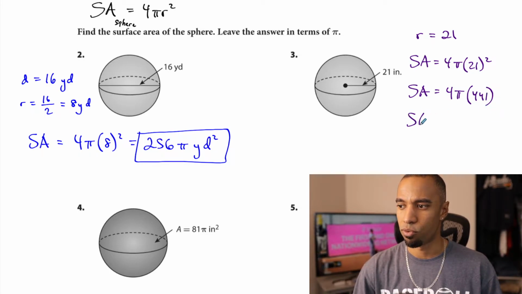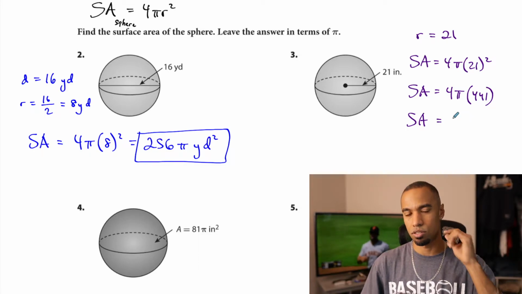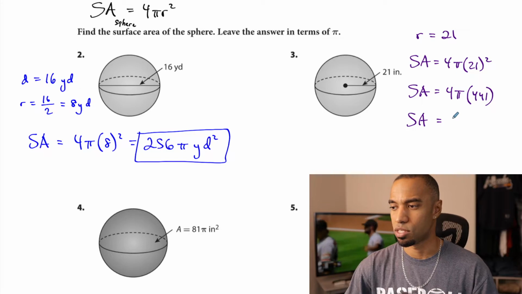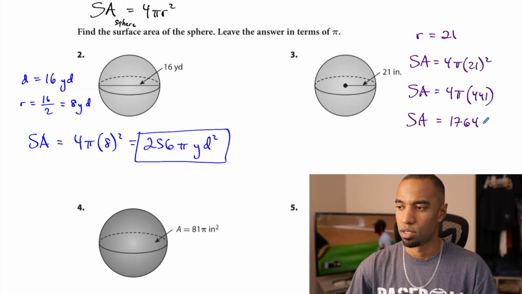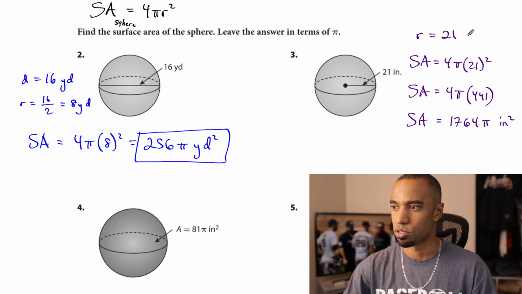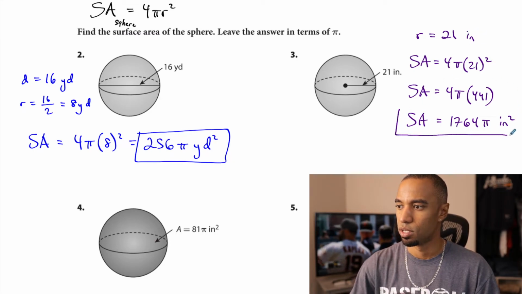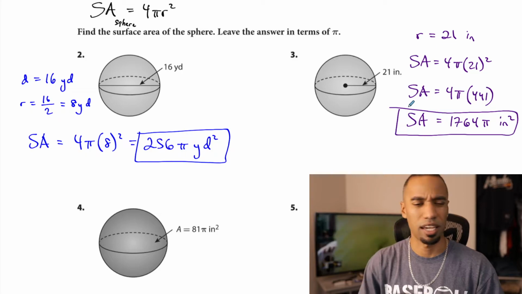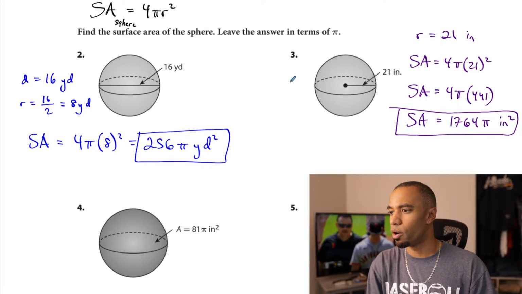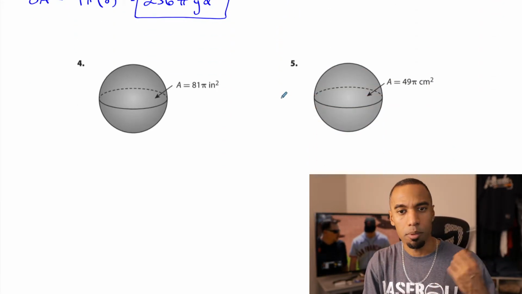So 4 times 441 is 1764. I think 1764 pi square inches. Yeah, 21 inches, in square inches. I gotta be sure. Sometimes I'm off my rocker with some multiplication, so I want to be sure. Yeah, 1764. All right, so that's in terms of pi there. So I'll be moseying along here.